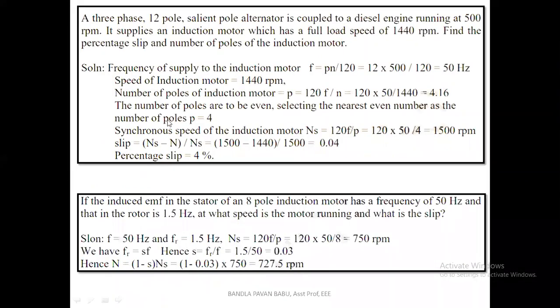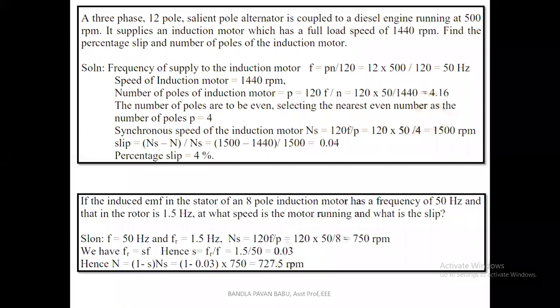Look at this problem. Let's have two examples. A three-phase 12-pole salient pole alternator is coupled to a diesel engine running at 500 rpm. It supplies an induction motor which has a full load speed of 1440 rpm. Find the percentage slip and the number of poles of the induction motor. What is the question they have given? What data have they given? The supply is a three-phase supply. How many poles? 12 poles.